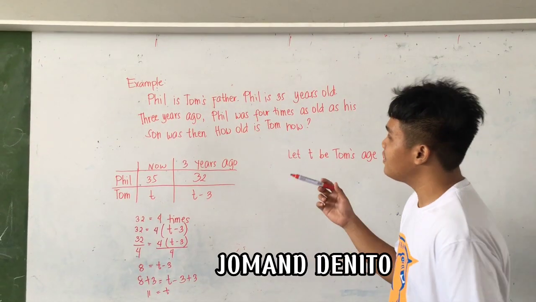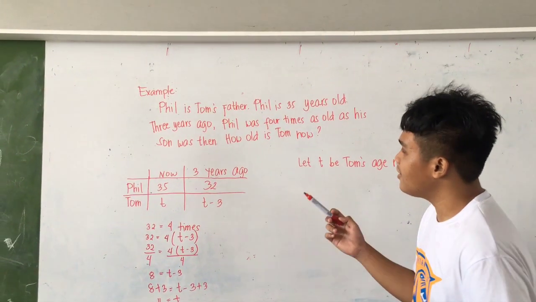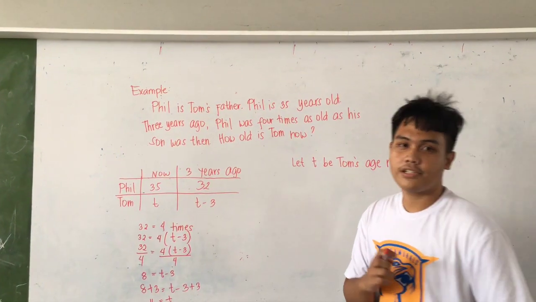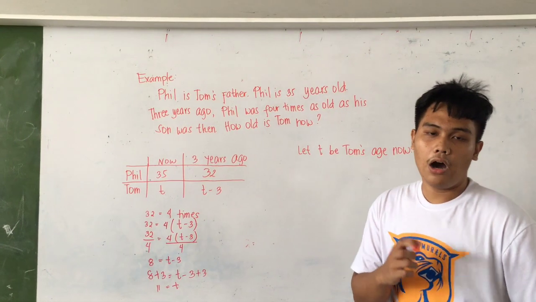Example number 2. Phil is Tom's mother. Phil is 35 years old. 3 years ago, Phil was 4 times as old as his son was then. How old is Tom now? First, circle what is ultimately to be found. How old is Tom now?